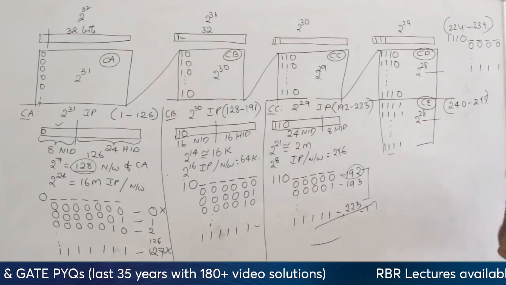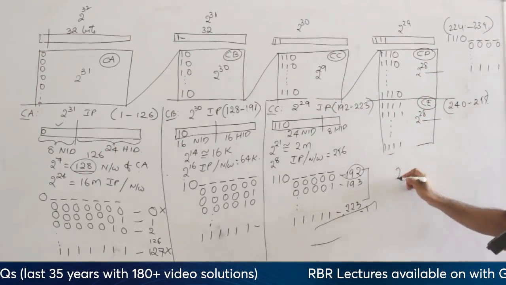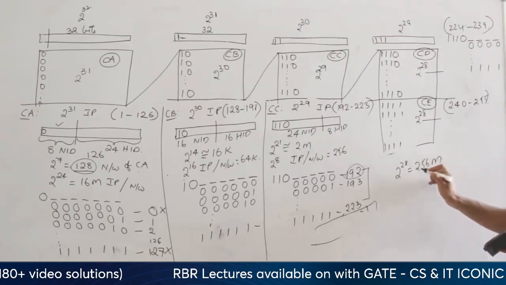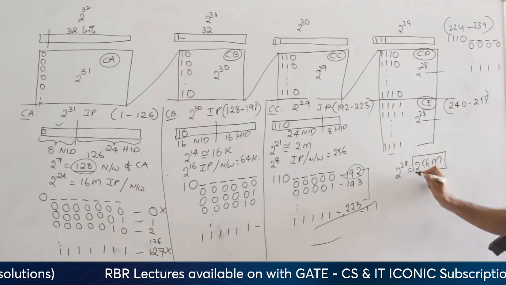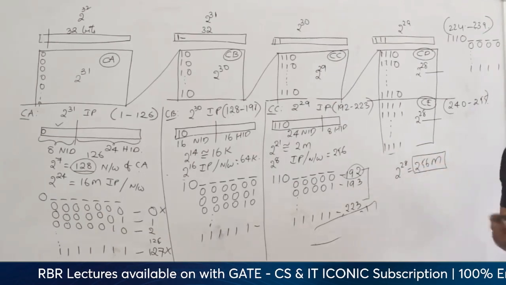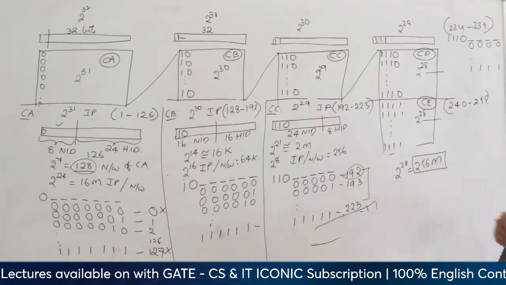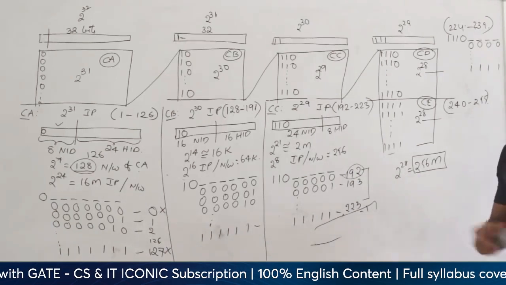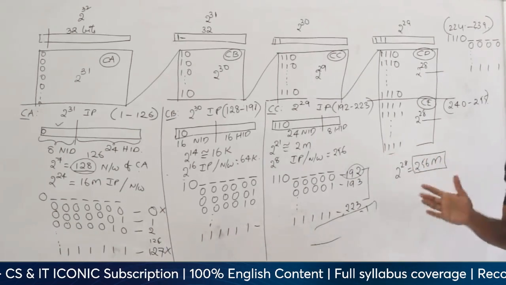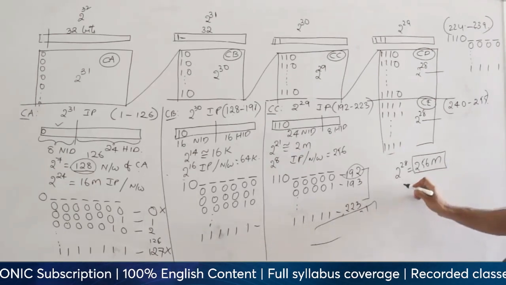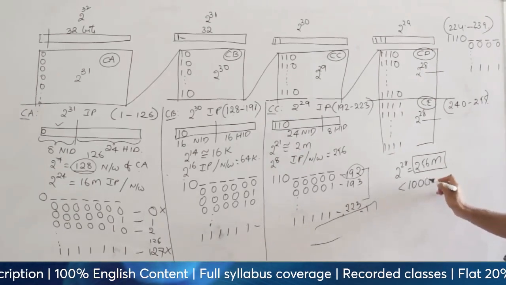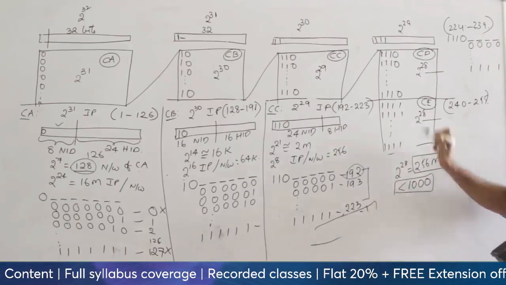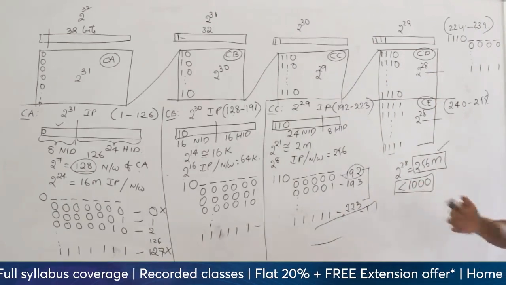The reason is 2 power 28. What is 2 power 28? Nearly 256 million. 256 million IP addresses have been reserved for multicasting, thinking that we are going to use these 256 million groups. But even today, from the 1980s to this day, we have less than 1000 groups, which means we are using less than 1000 numbers of these 256 million addresses which are reserved. That is why this class D is a disadvantage, right?